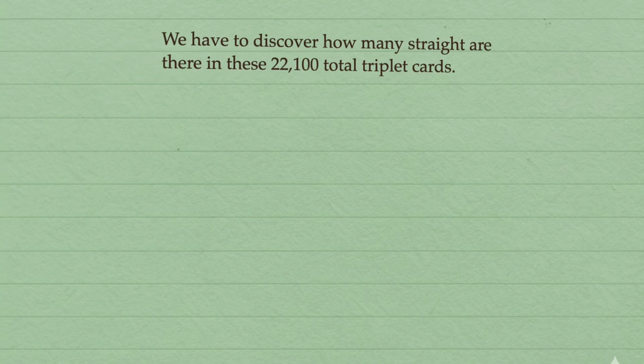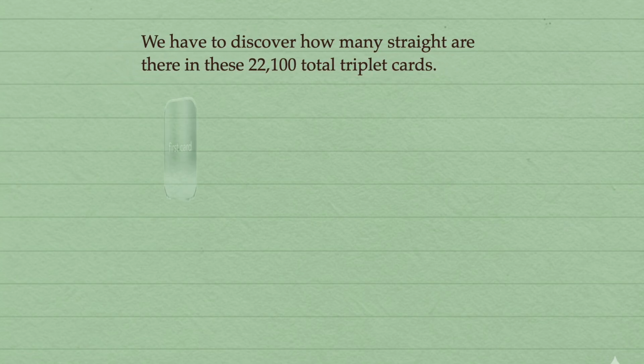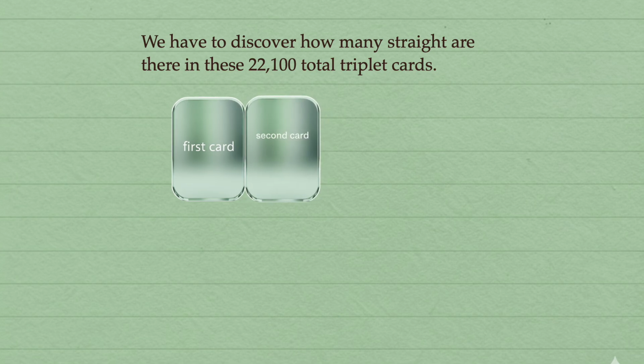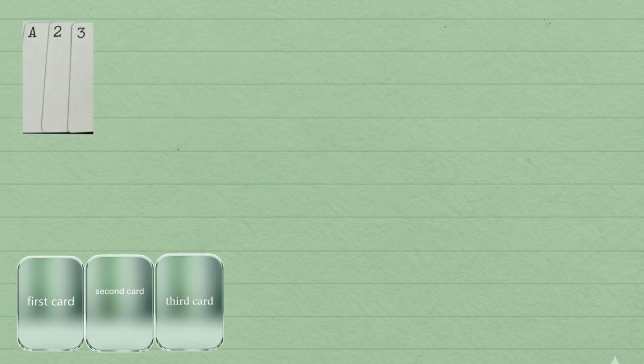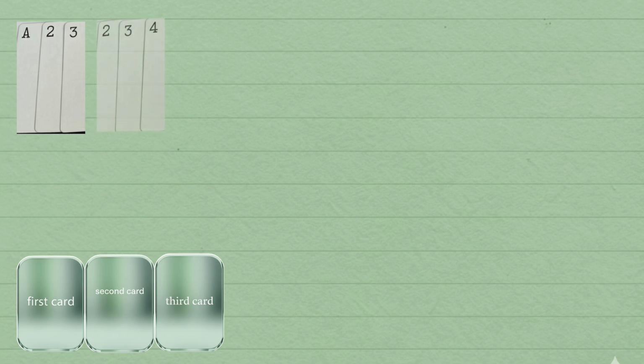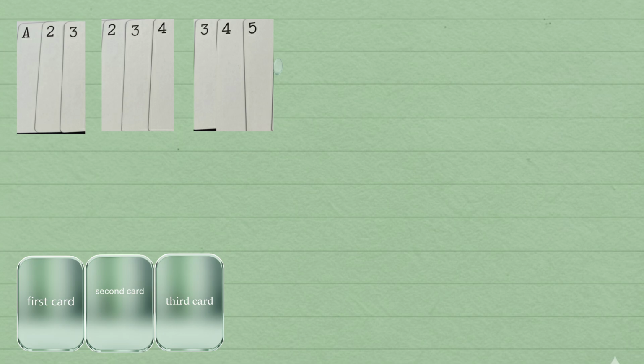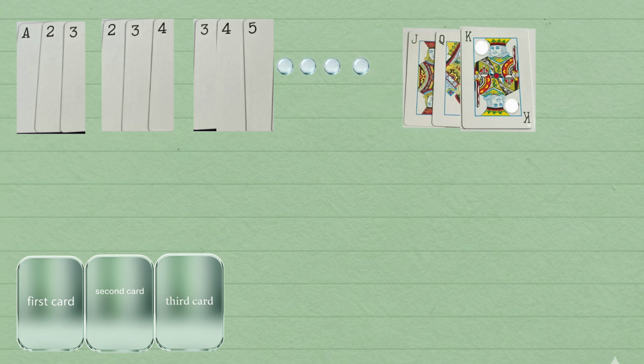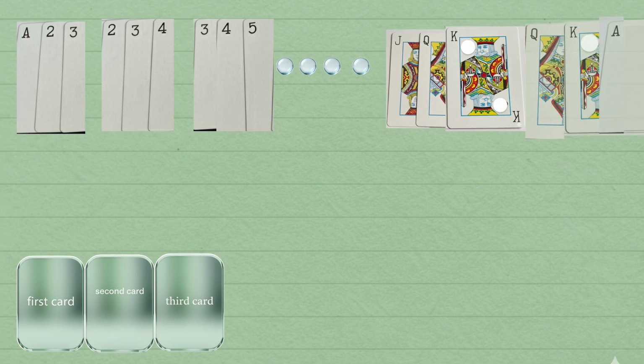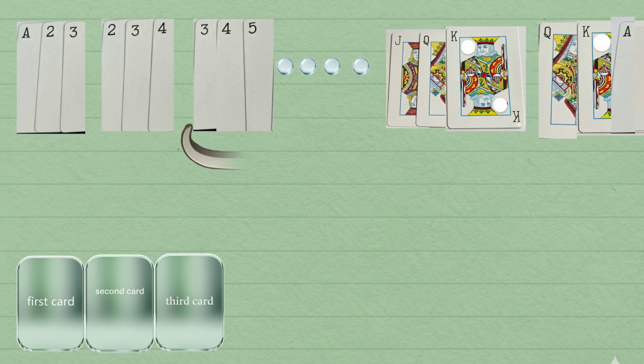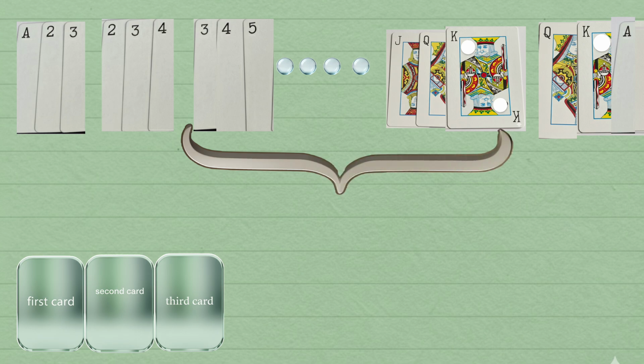Since we are forming a 3-card straight, let us imagine placing the first card in the first slot, the second card in the second slot, and the third card in the third slot. There are a total of 12 possible consecutive 3-card rank combinations that can form a straight. These begin with ace, 2, 3, followed by 2, 3, 4, then 3, 4, 5, and so on, continuing up to jack, queen, king, and finally queen, king, ace. Thus, there are 12 distinct rank sequences that make up a 3-card straight.